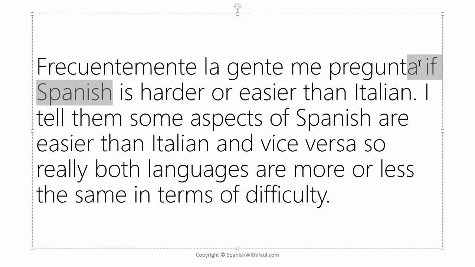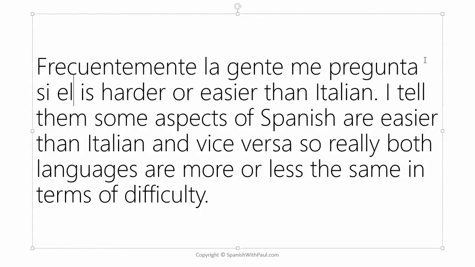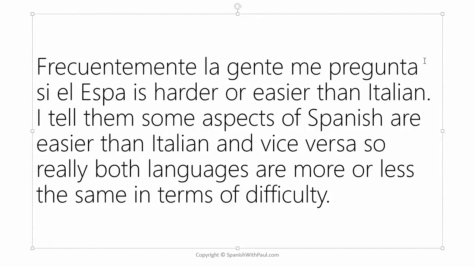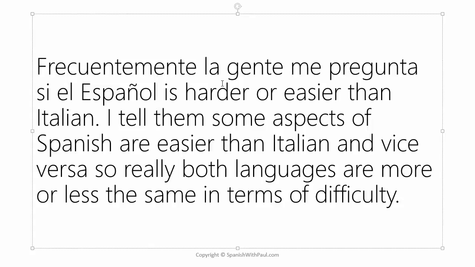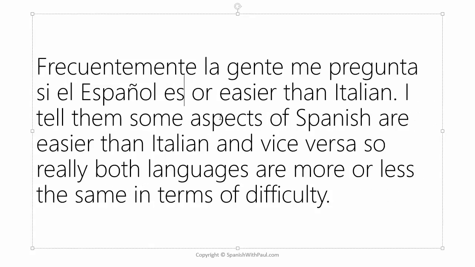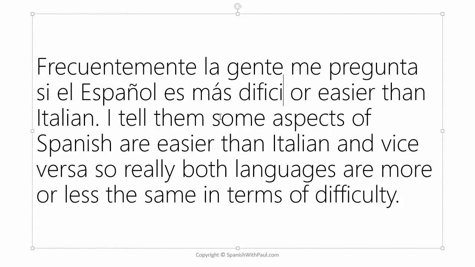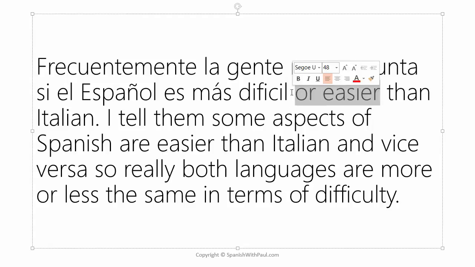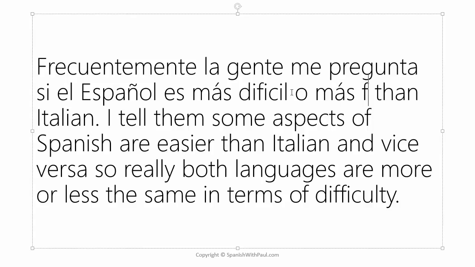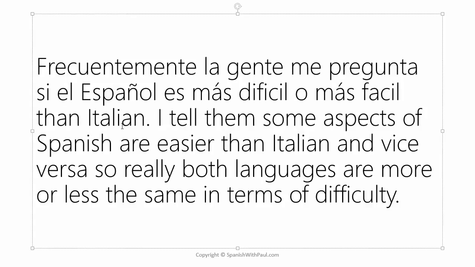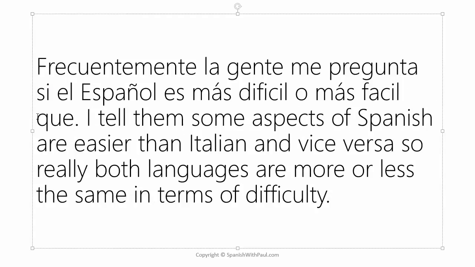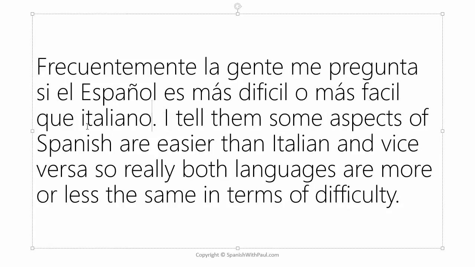Now for if Spanish, it would be si el español. They say if the Spanish. Is harder would be, let's just highlight this, es más difícil. Or easier would be o más fácil, than Italian would be que italiano. See how useful that word is there, que. So we have frecuentemente la gente me pregunta si el español es más difícil o más fácil que italiano. Also here it's good to notice how we're saying more difficult or easier, harder or easier, más difícil or más fácil.